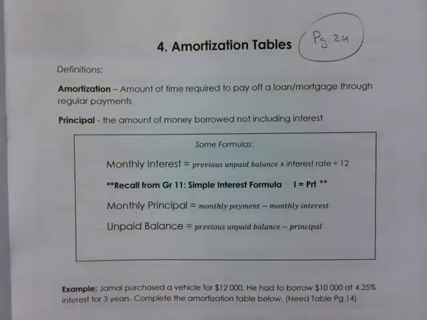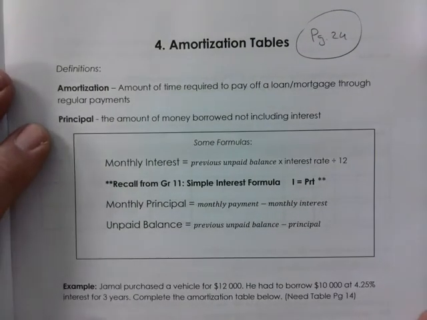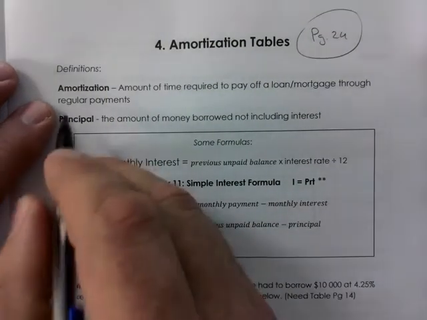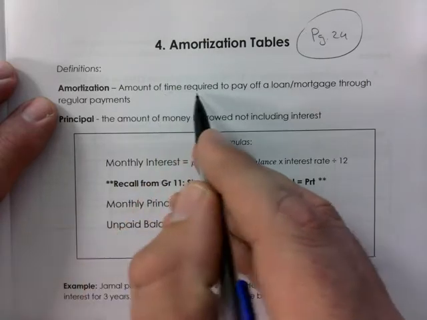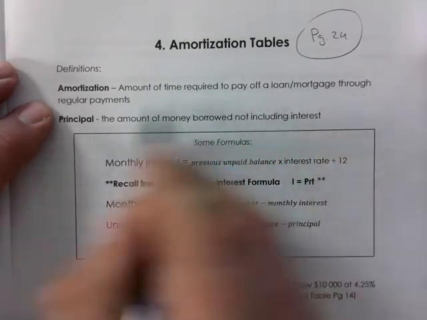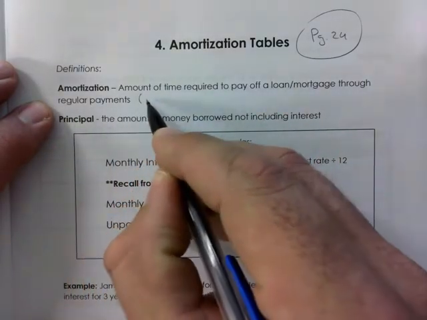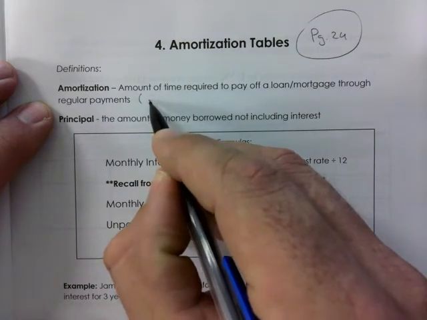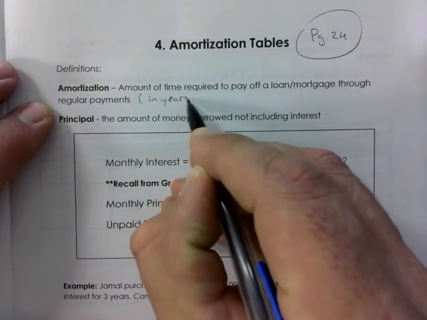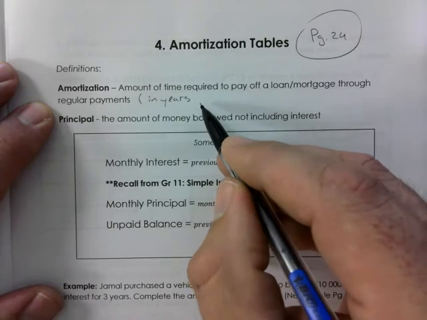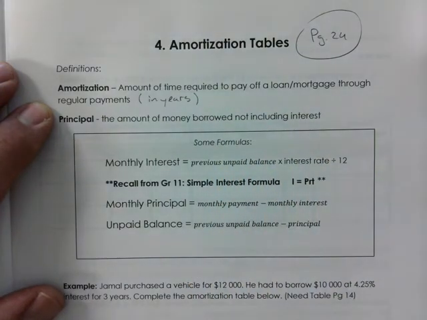So, amortization tables, here we go. Amortization is the amount of time required to pay off a loan or mortgage through regular payments, in years for us, okay? Principal is the amount of money borrowed, not including interest.